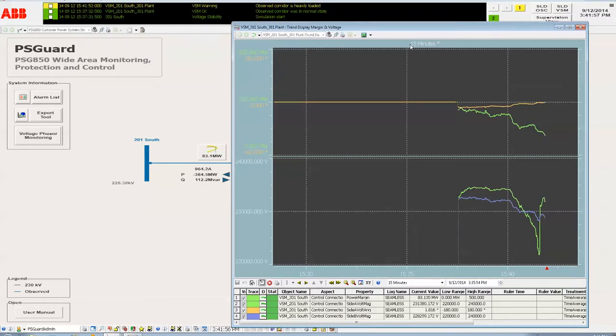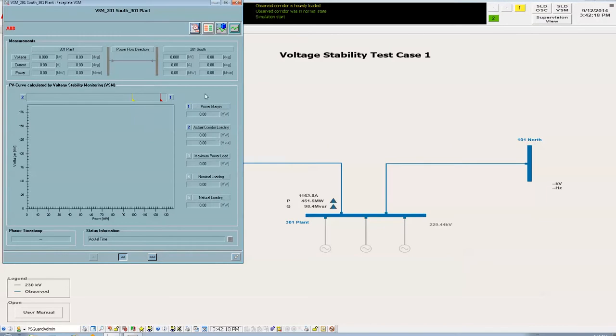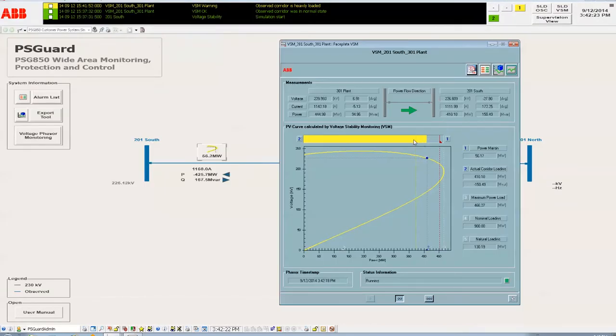The application has now issued an alarm that can also be visualized in the alarm list on top of the screen. From the single line diagram, the operator can once again open the faceplate of the VSM application and visualize the operating point beyond the warning level indicated by the yellow color.